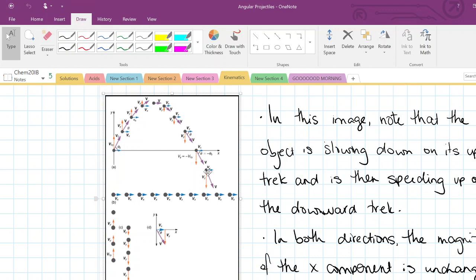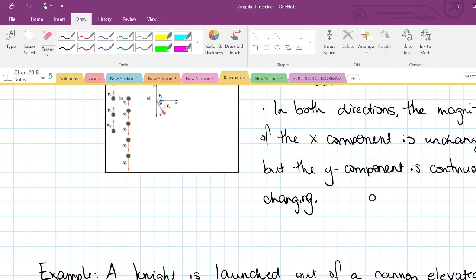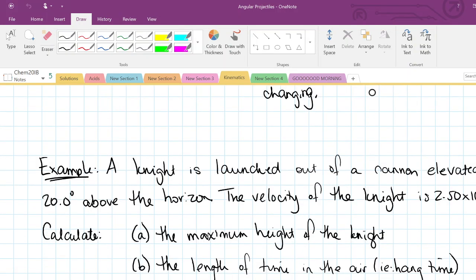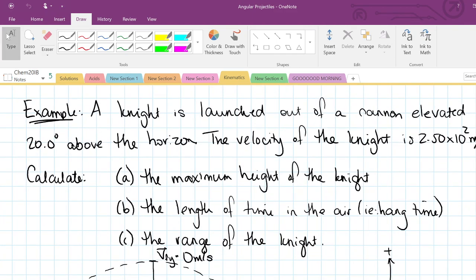And so we've still got information happening in two directions. Again, the linking component is your time between the x and the y. So I've got an example for you guys here. In this case, again, more people launching themselves out of things. So we have a knight. The knight is launched out of a cannon elevated 20.0 degrees above the horizon. The velocity of the knight is 2.50 times 10 to the 2 meters per second.